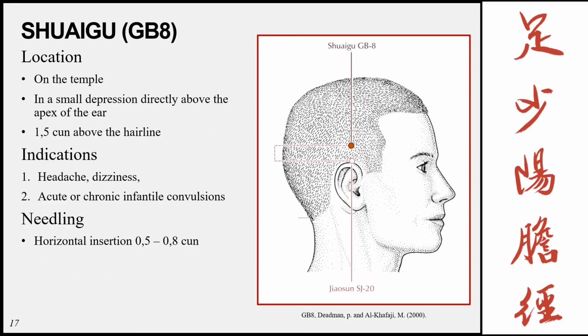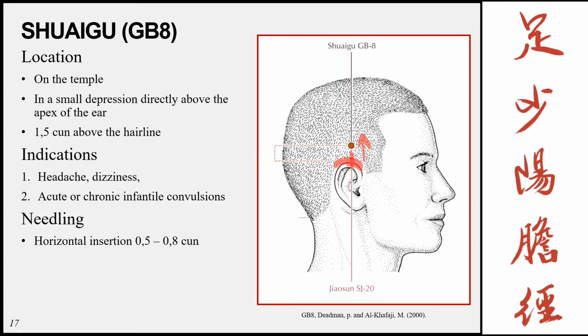The next point is Shuaigu, GB8. This point is also in the temple region, but it's in a small depression directly above the apex of the ear, about 1.5 tsun above the hairline. So this is the hairline, and we've got to go 1.5 tsun above it, and we're at the level of the apex of the ear, which is where Sanjiao 20 sits.